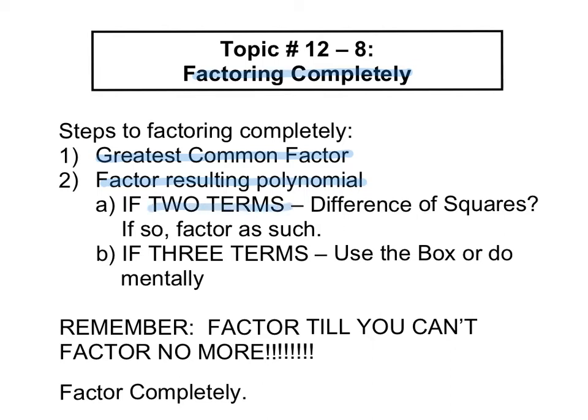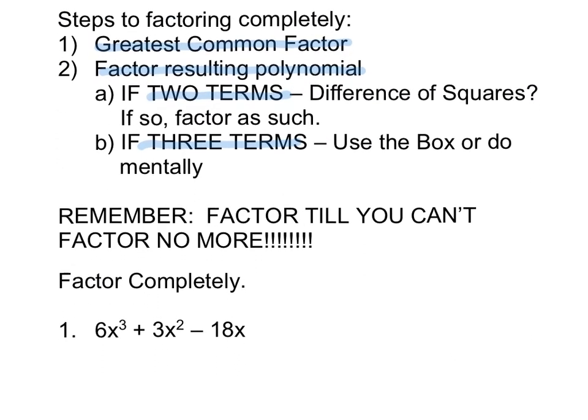If there are two terms, check to see if it's a difference of squares. If it is a difference of squares, then you can factor it as such. If it's three terms, you can either use the box method, or you don't necessarily have to factor it mentally. You could use the box method, or whatever it is that you like to figure out how to factor those terms.